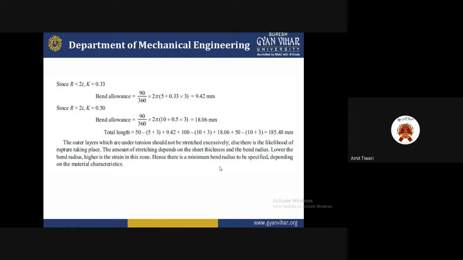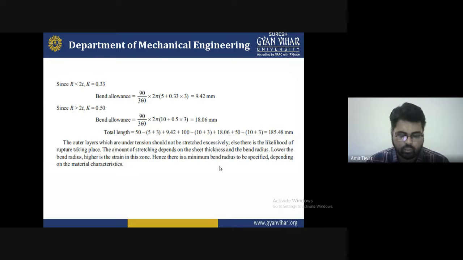So you can see that the bend allowances are different, and they change with the change in condition. This is obtained with the help of the change in K value: first K is 0.33 and then 0.50. These two values change completely. So with this, we have to consider that 9.42 and 18.06 are the answers. That is what you have to find out. These values are calculated by arranging the terms, and with the help of this, we find the differences between the two with the different conditions.